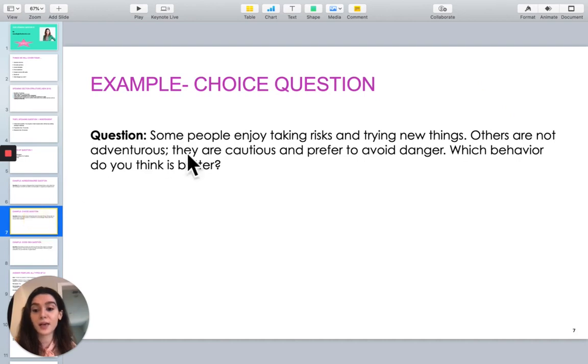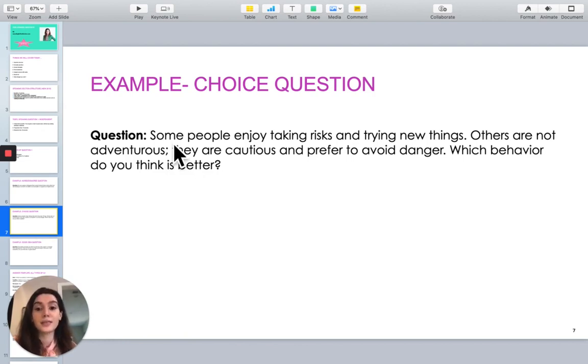Now, the second type is where you have to pick a choice between 2 or 3 options. Usually they give you 2 options, but sometimes they also give you 3 options. So don't get surprised. The strategy remains the same. The template remains the same. You have to just pick a choice and support it with your reasons and examples.